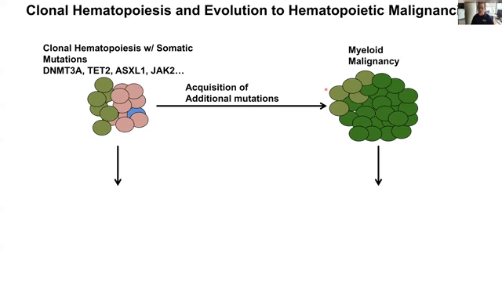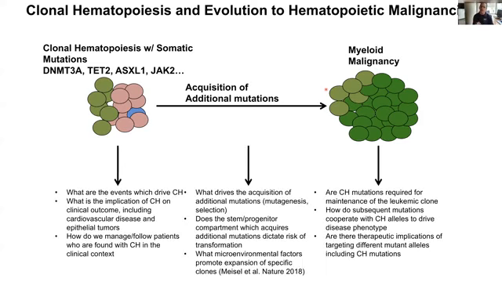And that means we need to understand what are the events that occur after those early events that enhance the fitness of stem cells. Not only what are the events that drive this early clonal expansion and the clinical outcome and this idea of intervening, but why are there only a small fraction of people that develop leukemia?